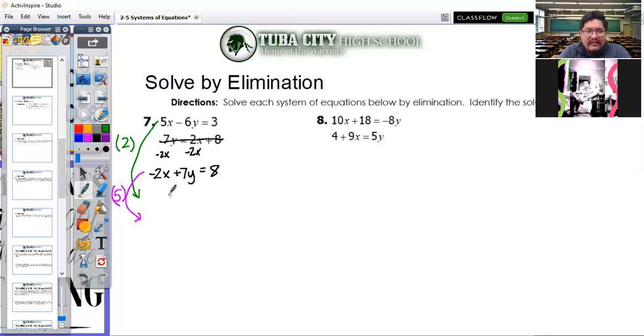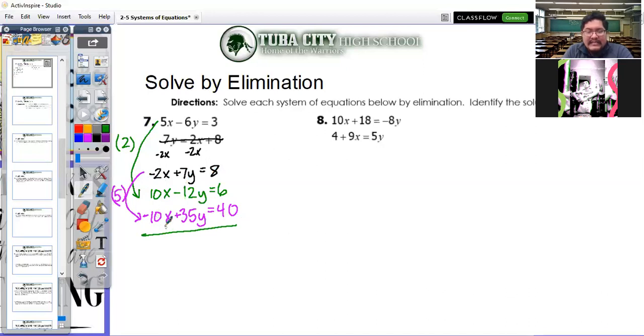So let's go ahead and multiply the top one by 2. That'd be 10x minus 12y equals, and then 3 times 2 is 6. Let's double check, make sure we doubled everything and check our signs. Looks fine. Here, I have negative 10x, 7 times 5 is 35y, and 5 times 8 is 40. Okay, now I think we're ready to put these together.